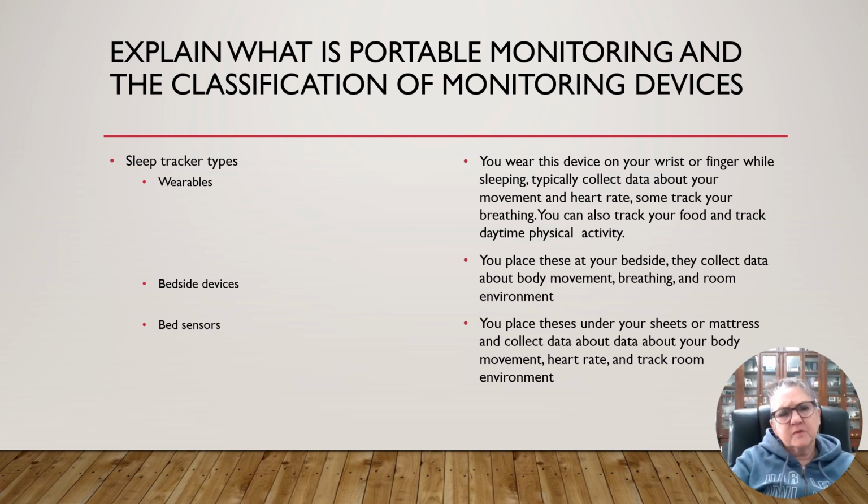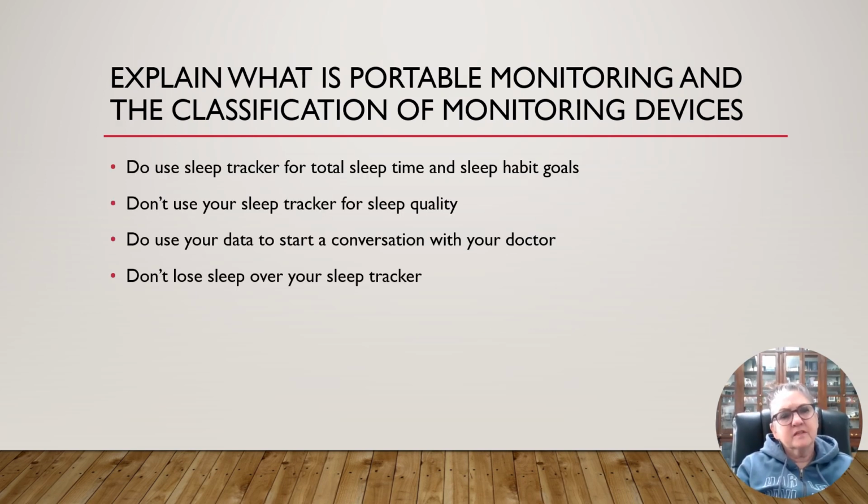There are varieties of sleep tracker types, and I'm going to talk a little bit about each one, which is a wearable. A wearable is a device you wear on your wrist or finger while sleeping, typically to collect data about your movement and heart rate. Some track your breathing. You can also track your food and daytime physical activity. The bedside device is placed at the bedside, and collects data about your body movement, breathing, and room environment. Bed sensors are sensors that you place under your sheets or mattress, which collect data about body movement and heart rate, and track room environment.